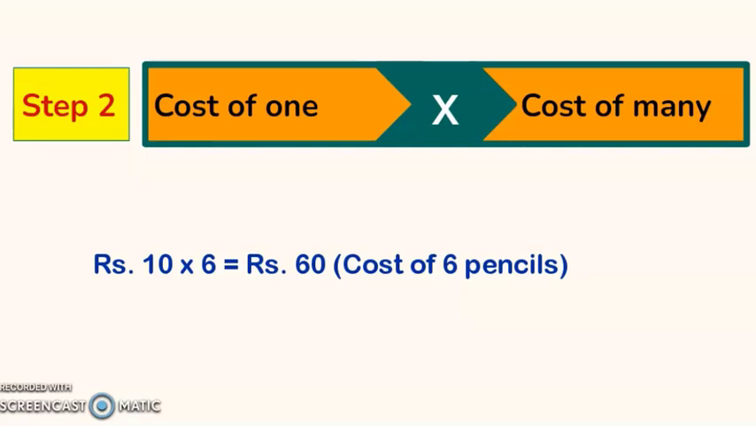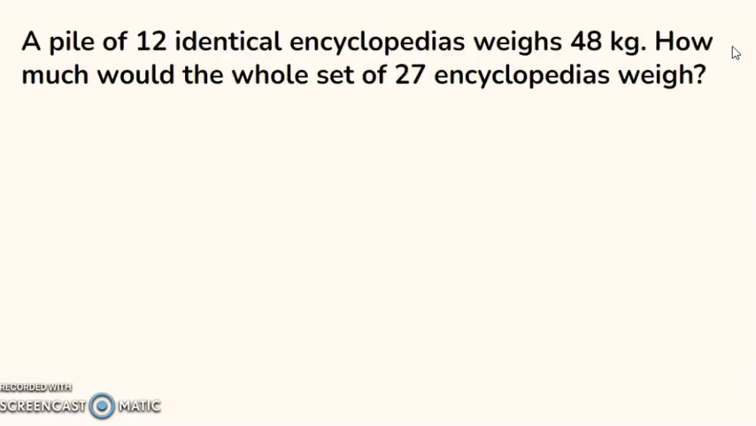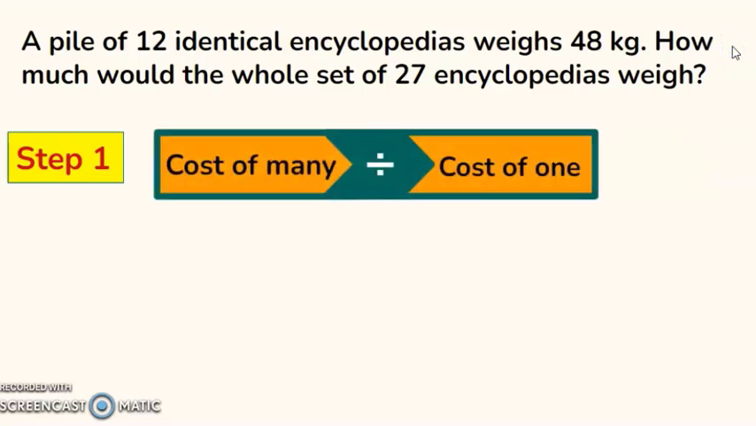We will be solving some more problems together so that we get command over this unitary method. Let's take another example. A pile of 12 identical encyclopedias weighs 48 kilograms. How much would the whole set of 27 encyclopedias weigh? So, step 1: dividing the weight of many to get the weight of one. Let's have a look at the data again.